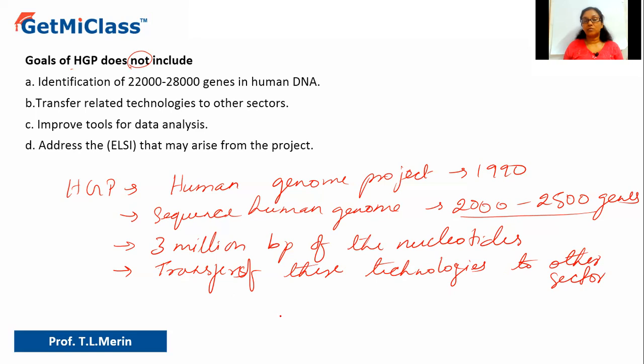If you know there is some change in the sequence which has led to a particular disorder, that can be corrected by gene therapy, or there are various methods by which it can be treated. The main important method is gene therapy. And even in the forensic sector, it will be helpful for identifying the criminal. So that is again one of the aims of HGP.